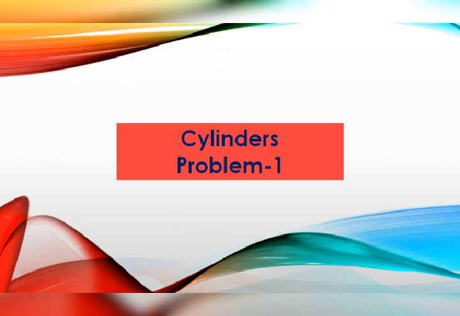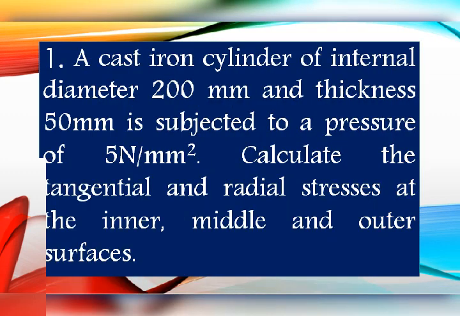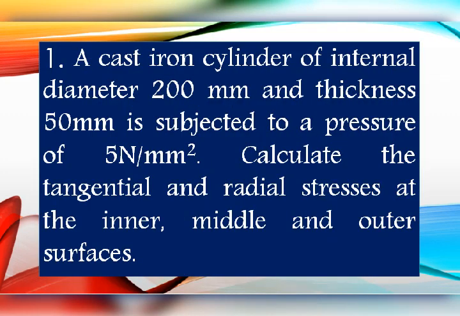The statement of the problem is as follows. A cast iron cylinder of internal diameter 200 mm and thickness 50 mm is subjected to a pressure of 5 Newton per mm square. Calculate the tangential and radial stresses at the inner, middle and outer surfaces.